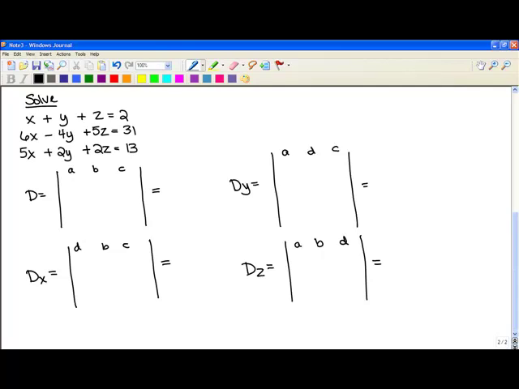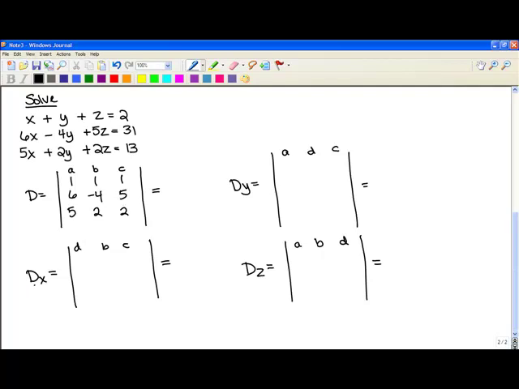So for determinant D, we'll look at the values of a first, and a corresponds with x. So the coefficients of x are 1, 6, and 5. Next, we'll look at the coefficients for y, which are b. We have 1, -4, and 2. And then c was the coefficients of z, 1, 5, and 2.